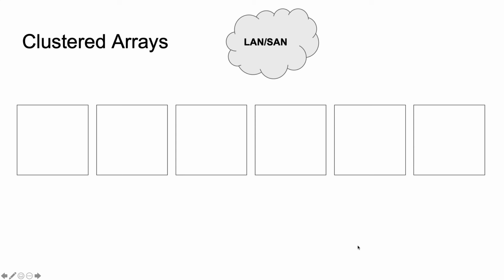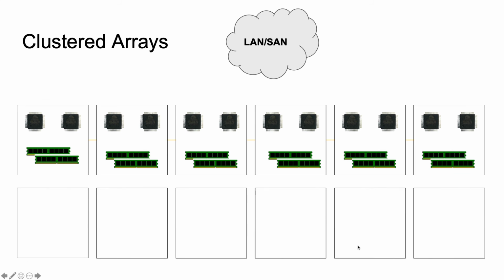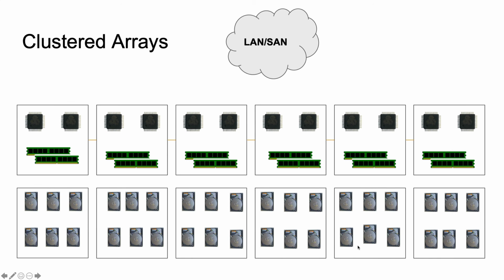So think of it as if we had 3 modular arrays. Each one of them has its own set of CPU and cache providing performance. On the back end, they have their own disk arrays with their own disks behind them. And as you can see, each one of these controllers is interconnected with its own clustering link or network that allows these different controllers or nodes to communicate with each other.